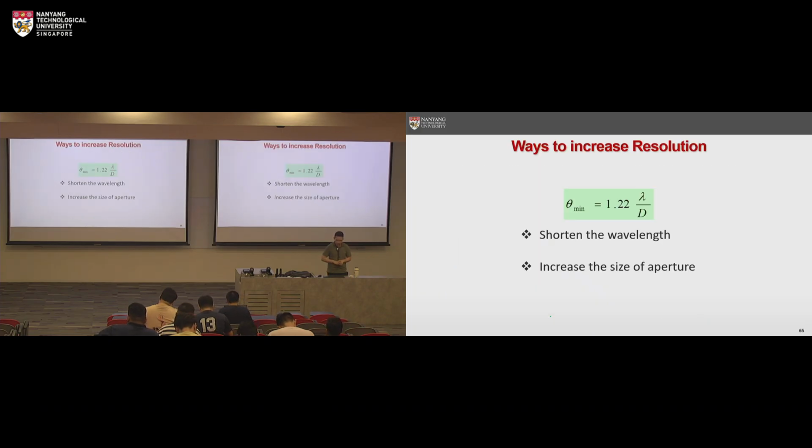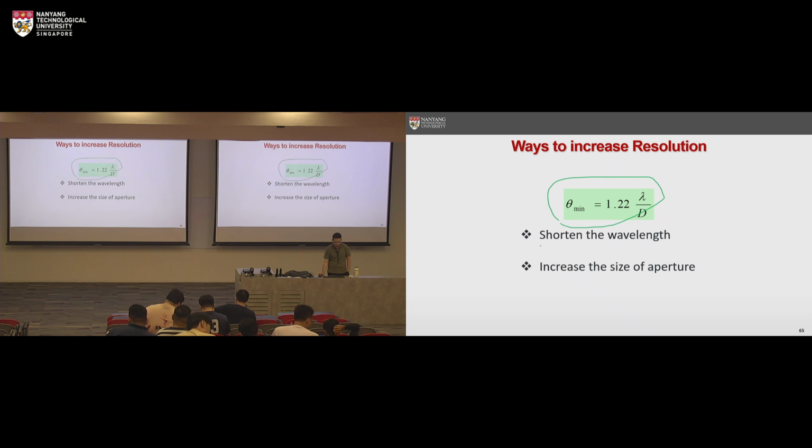Okay, so this is the commonly used equation to find the minimum angle for resolution. If you look at this equation, if you are lucky enough, you will see it on the quiz in many questions. So what are some methods that you can increase the resolution? That refers to looking at this equation.